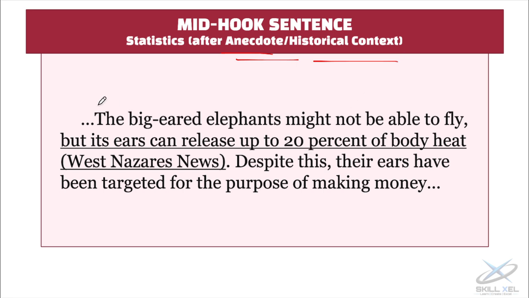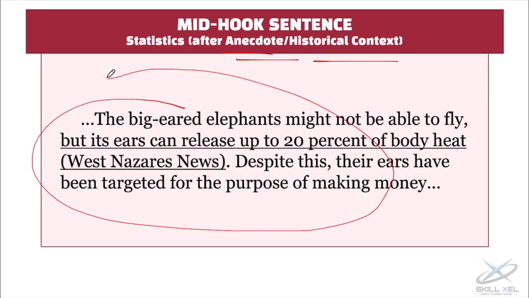But of course, we can state here the big-eared elephants might not be able to fly, but his ears can release up to 20% of body heat. And then you put the source name down, okay? And then you go on to talk about the problem, the context of the paper, and then you can get into the thesis. Now, in the middle of an introduction, you might have something called a statistic.